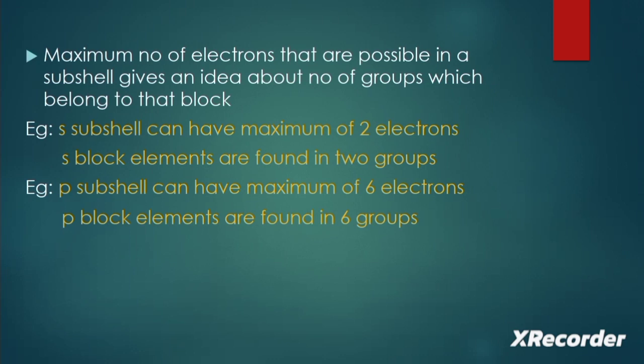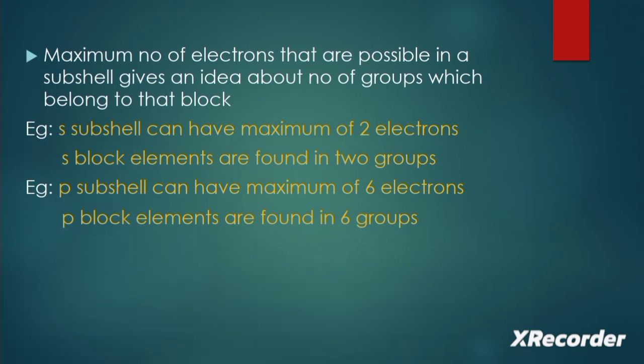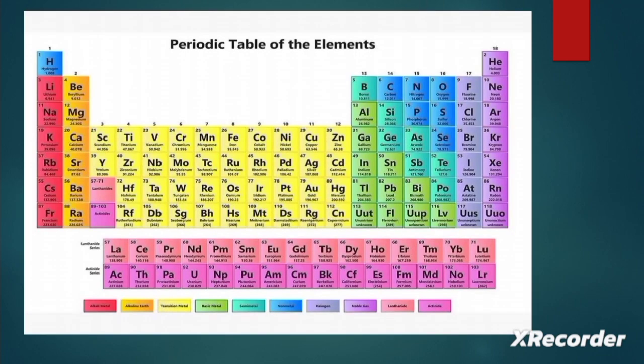Right? In the same way, the maximum possible number of electrons in the p subshell is 6. By using this maximum number of electrons, we can get a clue about the groups in the periodic table that belong to that block. I will give it to you like this. We know that s block elements are in group 1 and 2, right? S block elements are contained in group 1 and 2 only. So how many groups? 2 groups. And how much is the maximum possible number of electrons that can be in the s block? 2. Then that is the way.